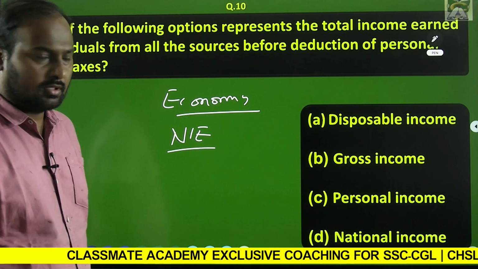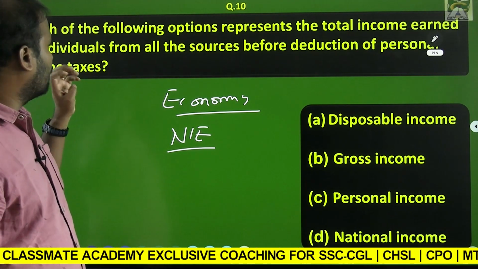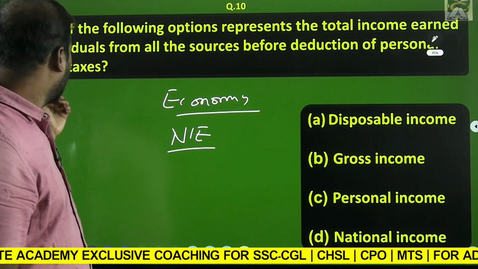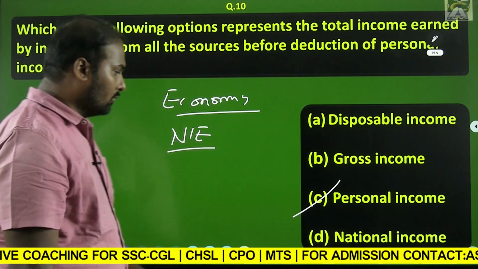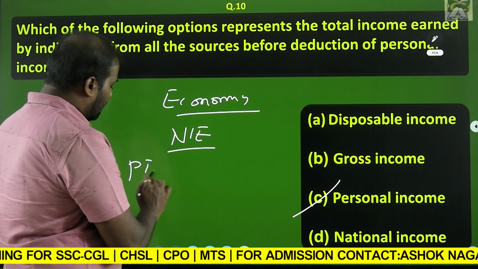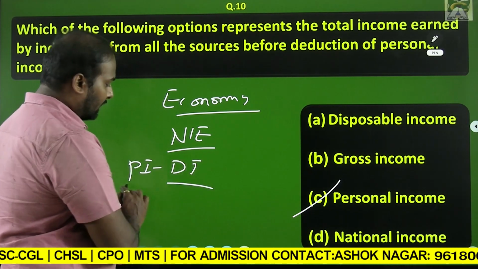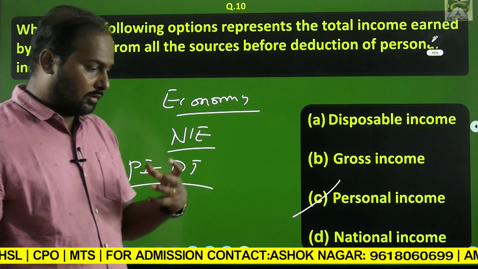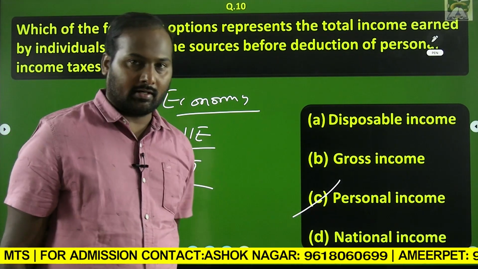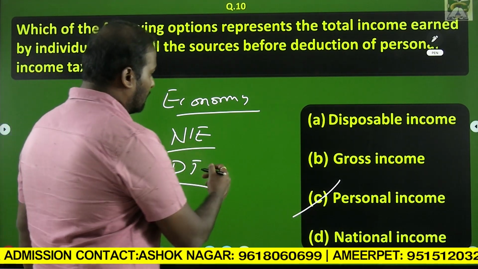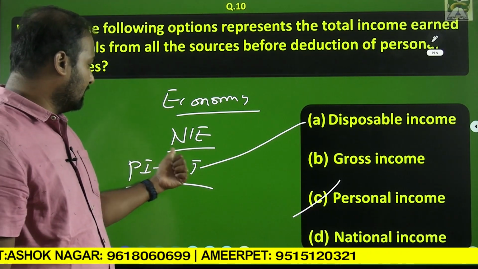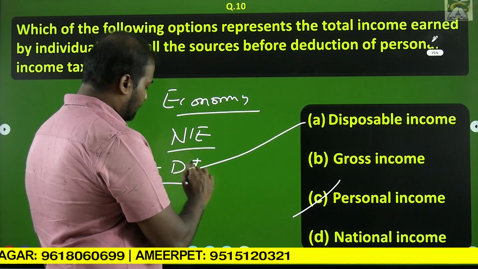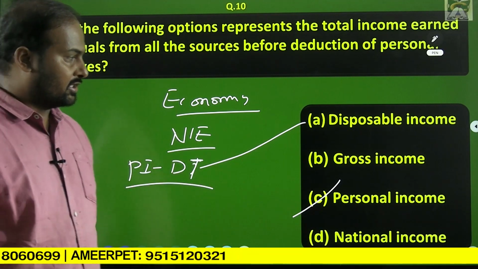So this question is from national income estimates. They're talking about the income before deduction of personal income taxes. We call it personal income only. If from personal income you remove the direct taxes, the leftover amount that you can spend is called your disposable income. That is personal income minus direct taxes, not indirect taxes. Remember, direct taxes, that is called disposable income.